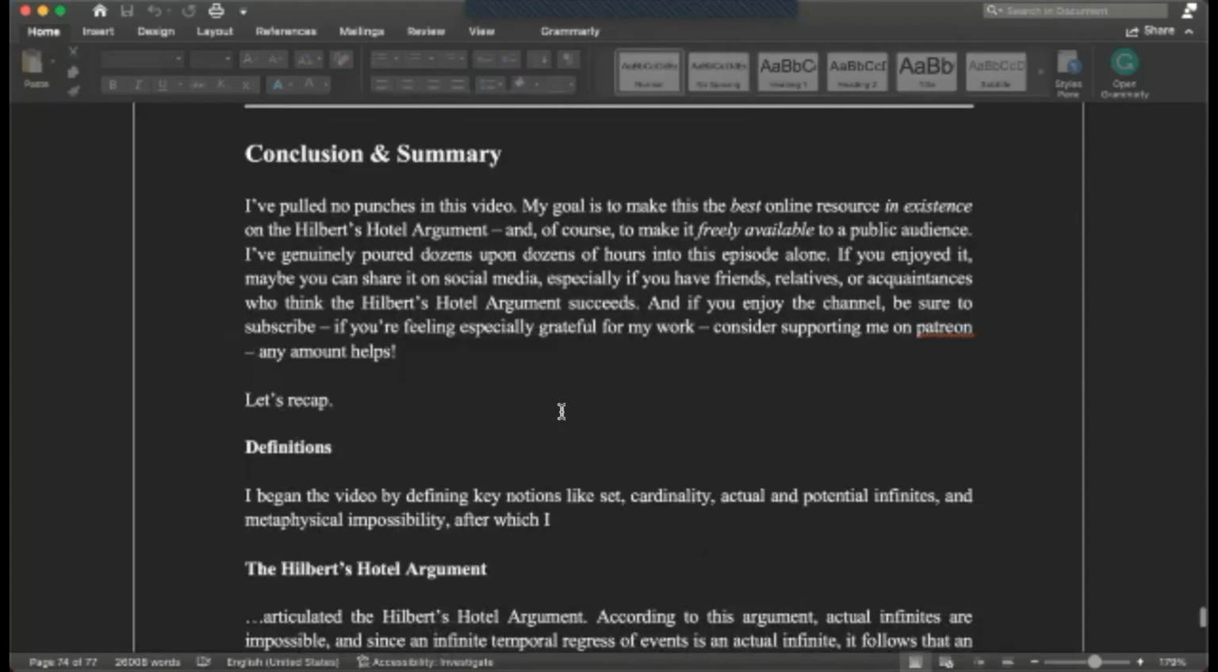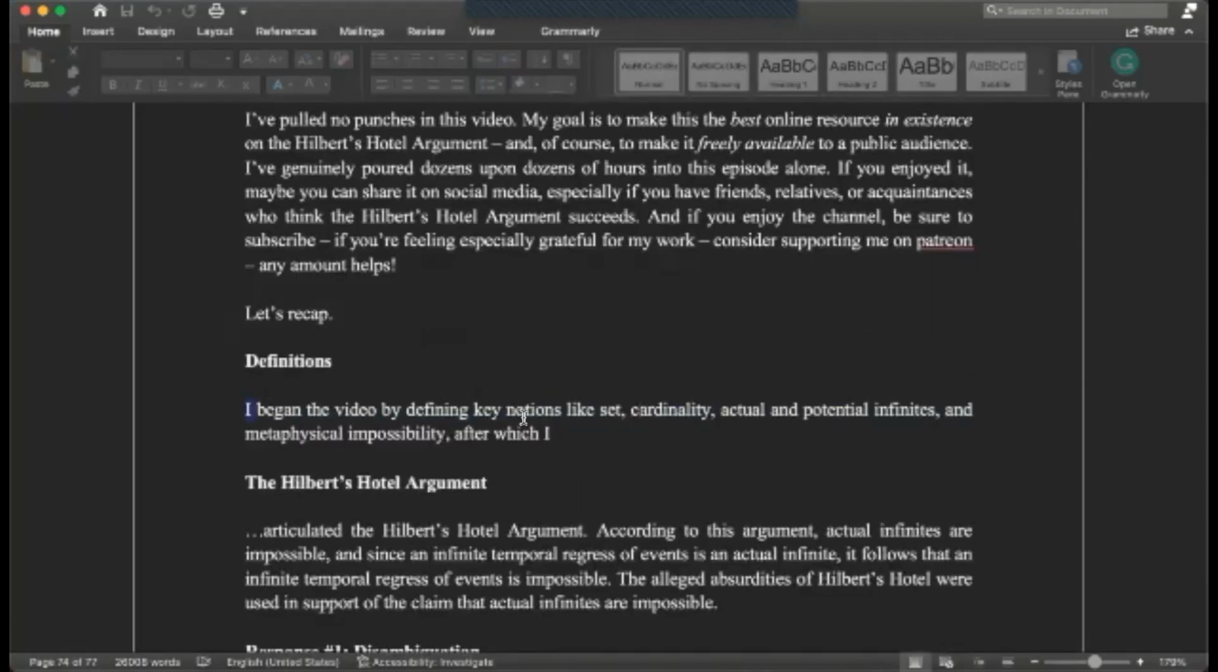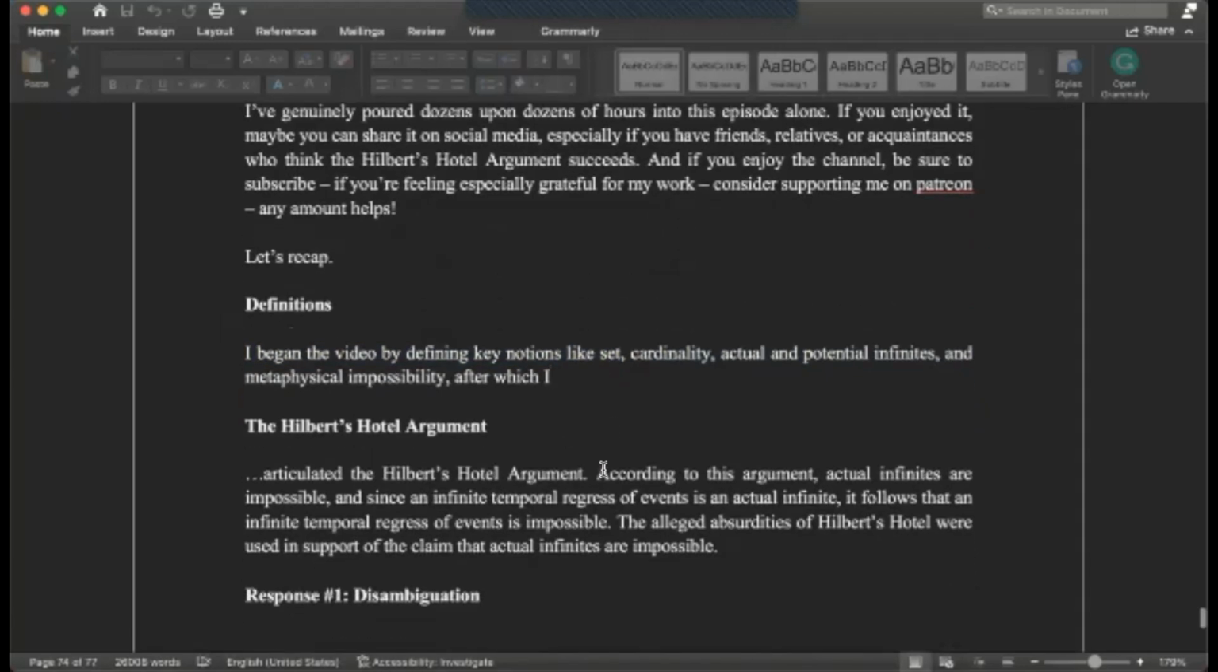But anyway, let's recap. So I first began the video by defining key notions like set, cardinality, actual and potential infinites, and metaphysical impossibility, after which I articulated the Hilbert's Hotel argument. According to this argument, actual infinites are impossible, and since an infinite temporal regress of events is an actual infinite, it follows that an infinite temporal regress of events is impossible.